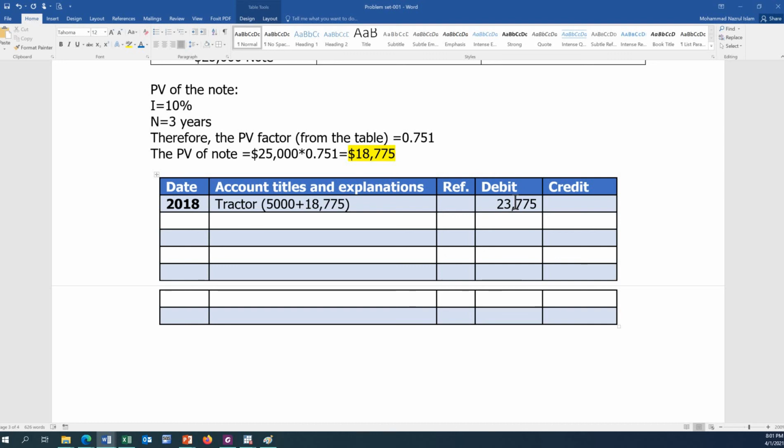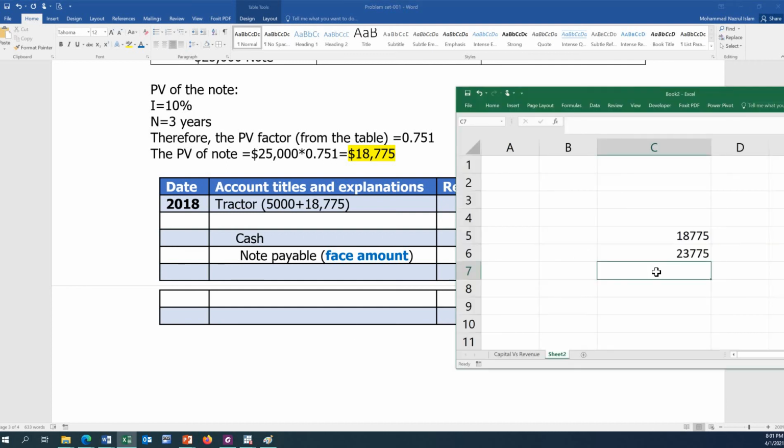And now how much cash have we paid? So we paid total cash of 5,000. Sorry, and we have signed a note payable. So in this case, we should be recording the face amount. Be careful about this one: we will be using the face amount. So the face amount is 25,000. Okay, so the sum of these two is 30,000.